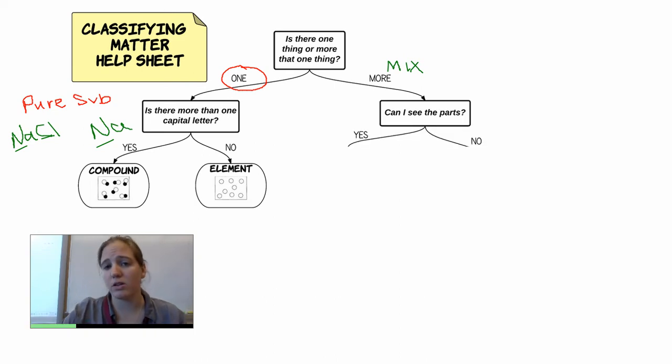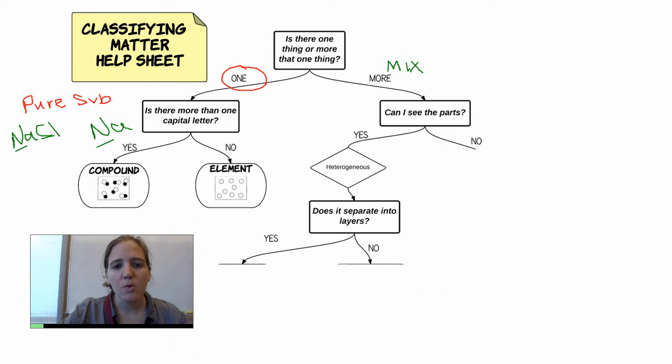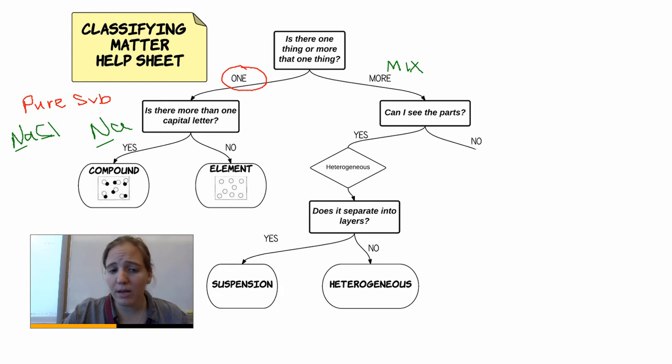Can I see the parts? Yes or no? Let's pretend yes, we can see the parts. It's something like salad dressing. We can see the parts, so we know it's heterogeneous. Now I ask, does it separate into layers or not? If it does separate into layers, I know it's a suspension. If it doesn't, then it's just a plain heterogeneous mixture, and I can label it as heterogeneous.